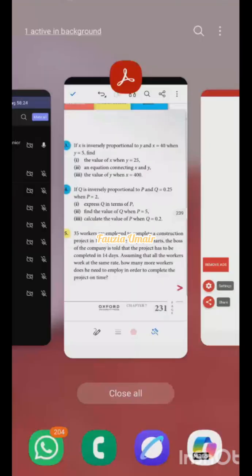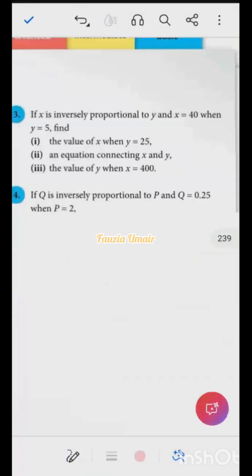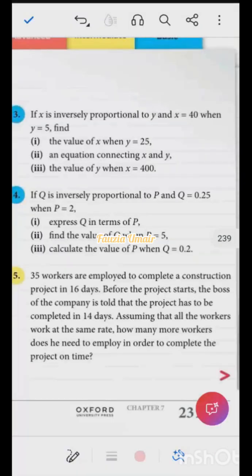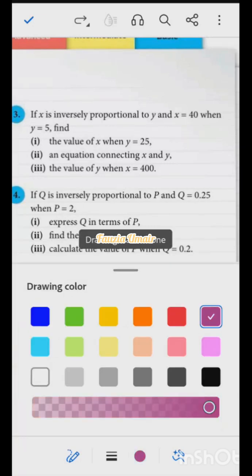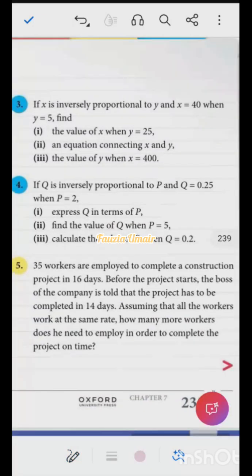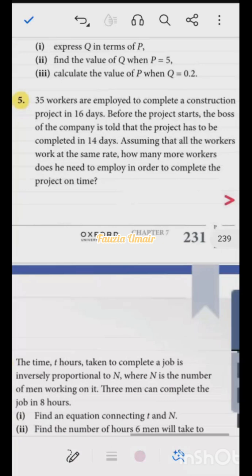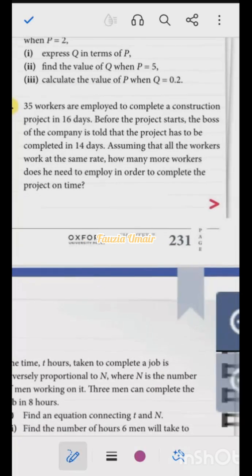This is question number 5. Do you want to do it together, or is it fine? So what about question number 5? Do you want to do this question together or is it fine? This statement is very long, but the other things are the same. You can see it's the comparison of quantities: number of workers and number of days to complete the project. So it's a similar question.